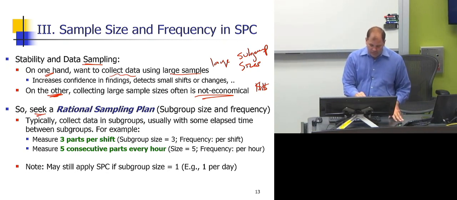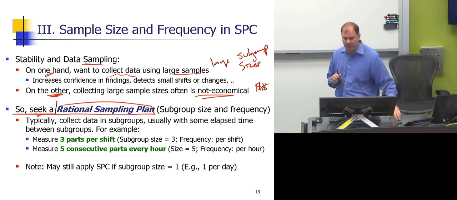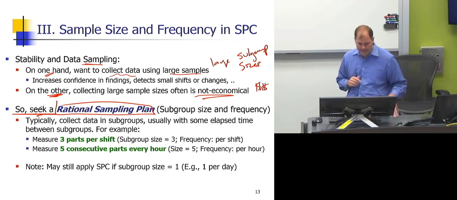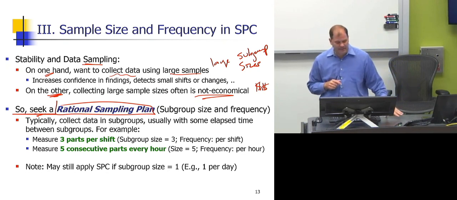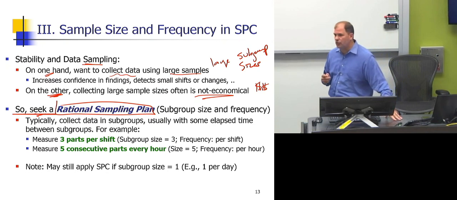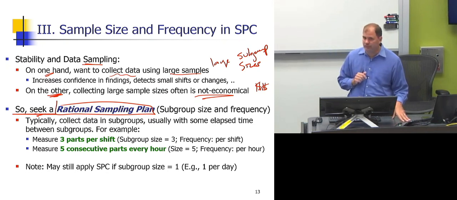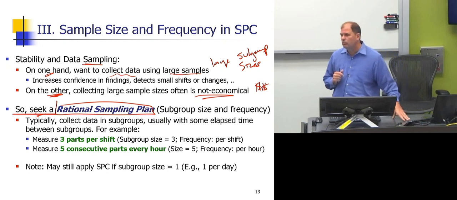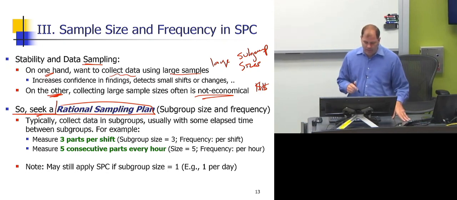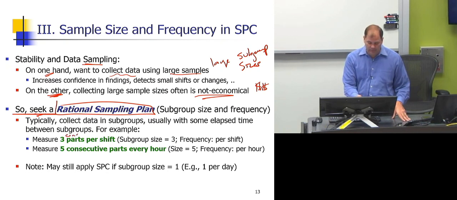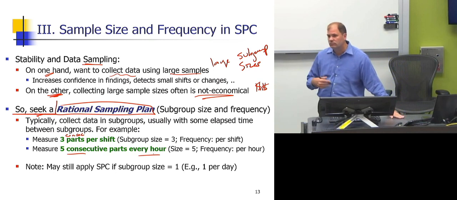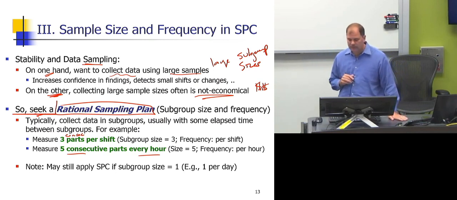Ultimately, I seek what's known as a rational sampling plan, something that, quote, makes sense. Some examples of this: I might measure 3 parts per shift. In this case, subgroup size would be 3 in a row every shift. I could measure 5, by the way, this would still be consecutive parts. I could measure 5 consecutive parts every hour. Subgroup size is 5, frequency is per hour.